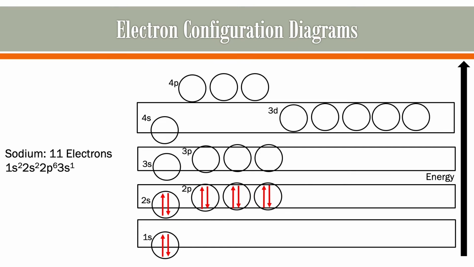For diagrams, we'll start with the diagram for neon, where the 1s, 2s, and 2p orbitals are full, and then add an electron in the 3s orbital for sodium. We'll add another for magnesium, and the 3s orbital is now full. We'll start filling the 3p orbitals for aluminum, add another for silicon, and another for phosphorus. In accordance with Hund's rule, these electrons are separated, unpaired.